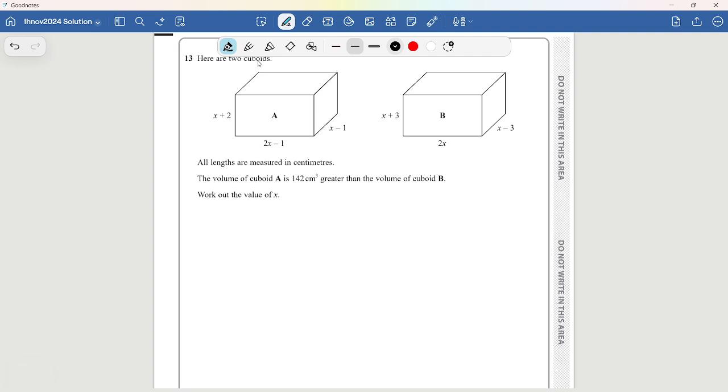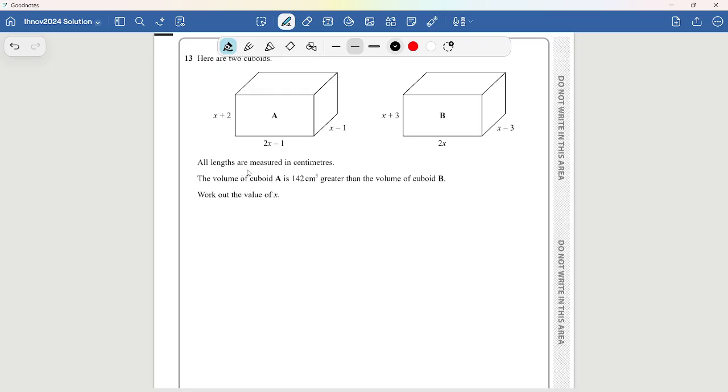Here are two cuboids. All lengths are measured in centimeters. The volume of cuboid A is 142 centimeter cube greater than the volume of cuboid B. Work out the value of x. We have got two cuboids A and B with the dimensions given in terms of x. They are expressions. We have to figure out what will be the value of x here.